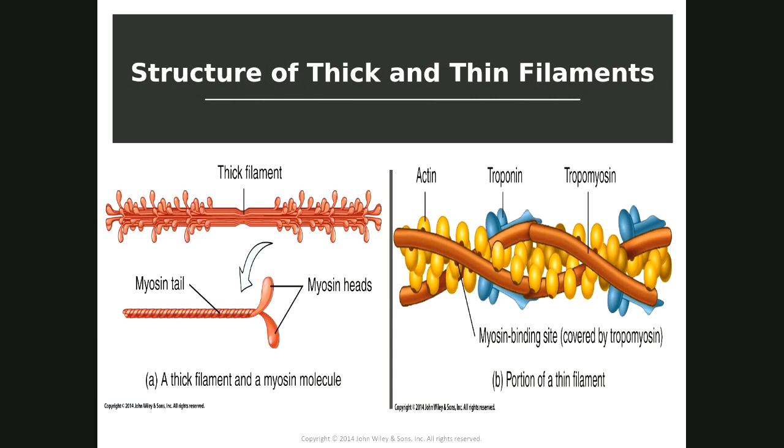So here's the thick filament with the myosin heads. In order for contraction to occur, it's almost like the thick and thin filaments walk over each other as contraction occurs. So here's the thin filaments with the actin. We've got the troponin and the little bands of tropomyosin. In a relaxed state, the tropomyosin prevents the connection of the myosin head with the actin.